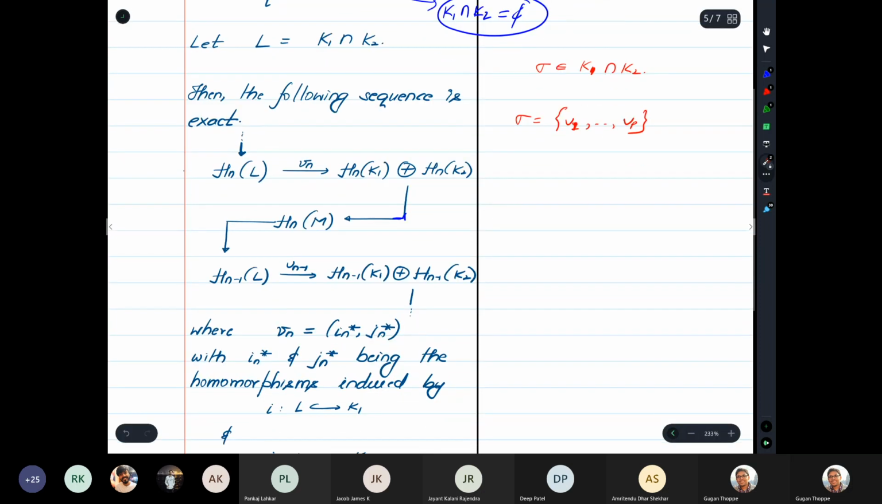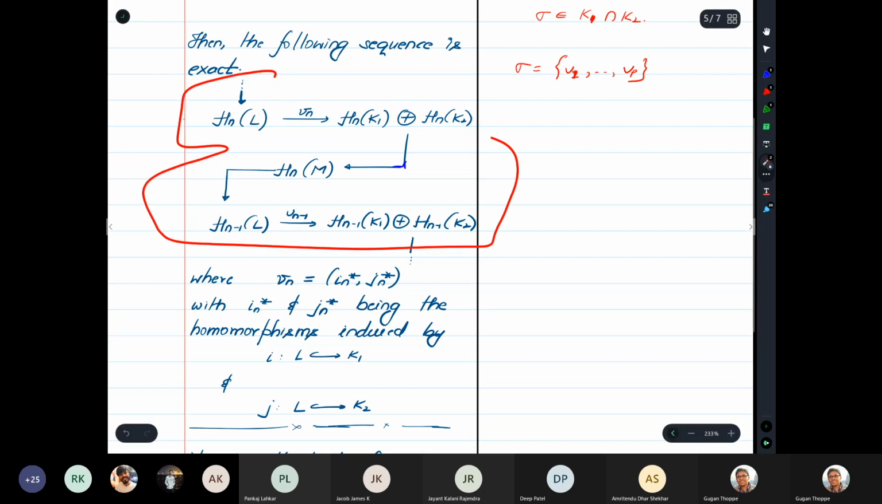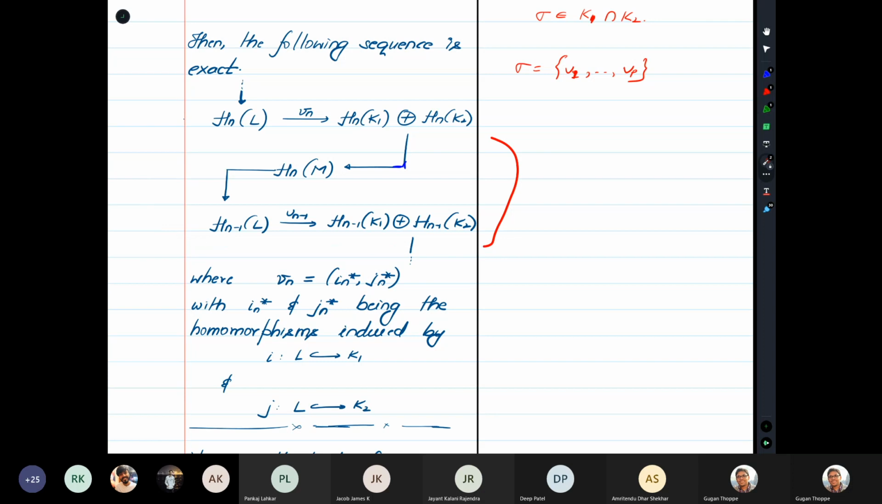So let me pause over here. After our discussion, I'll tell you what these nu n's are. So do you have any questions on what this part means? I'll allow you to stare at it for some time. If you have any questions, please ask. Yes, Rankit, please go ahead.